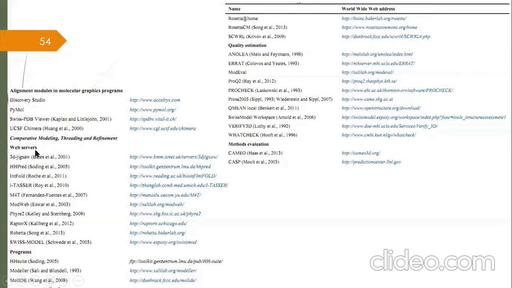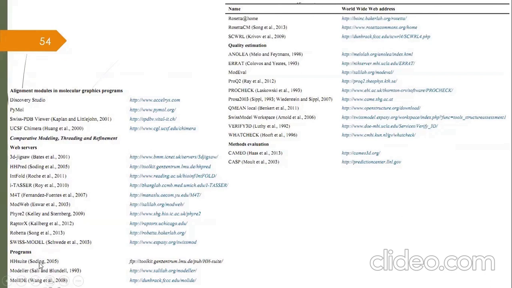So these are the web servers for comparative modeling, threading and refinements. So these are the tools you can go to, and this will automatically give you the structures. WebMod, Phyre2, Robetta, Swiss Model. So अगर आपने खुद मॉडल नहीं करना, so automatic tools हैं, यहाँ पे सिर्फ sequence दे दें और ये इन्होंने आपको मॉडल बना के दे देना है. So these are the web servers for those.